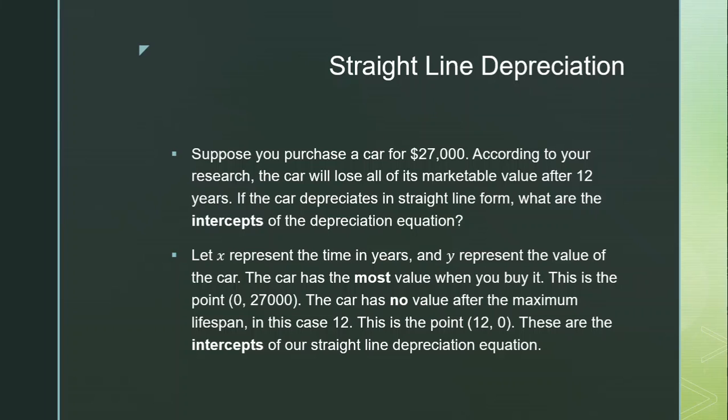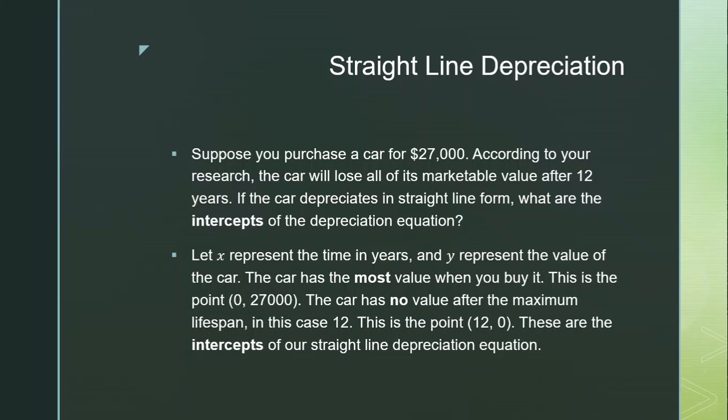So when we buy the car, our time, which we'll represent in years for now, that'll be x, and y is the value. It's how much money the car is worth. The car has the most value when you buy it, and this is at the time 0. The day I own it, I've had it for 0 years, and it's worth $27,000. That's what I bought it for. So that can be represented as the point (0, 27,000). That is the y-intercept.